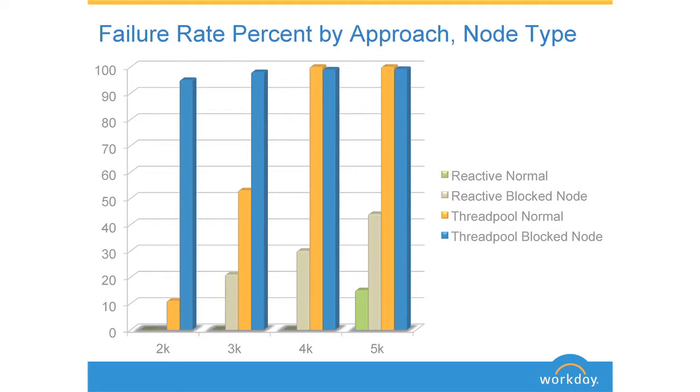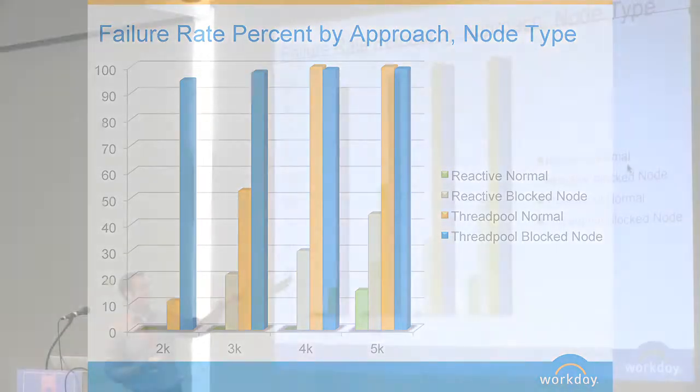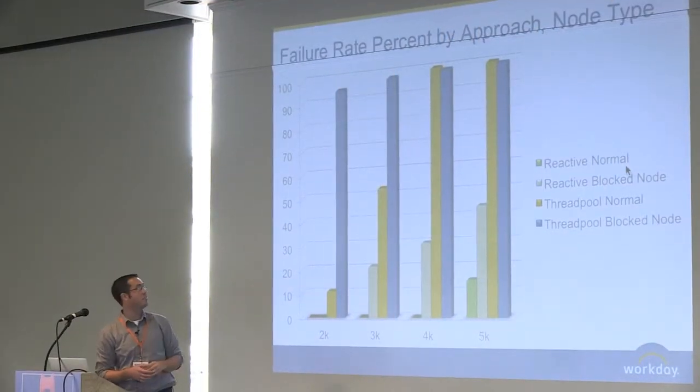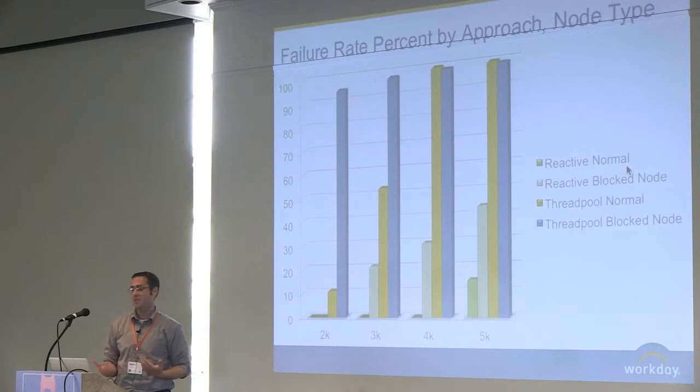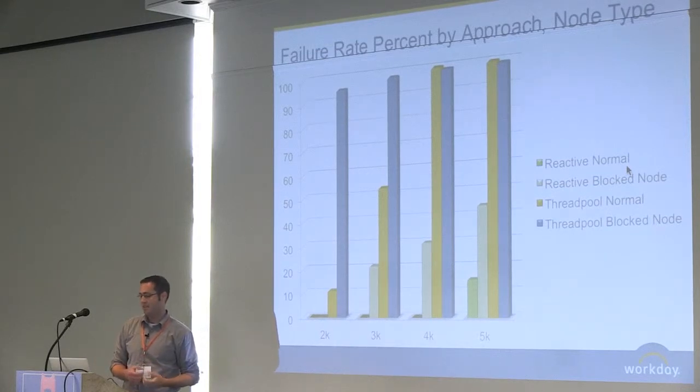And what's particularly interesting is the failure rate percent by the approach. You can see out of the gates, trying to talk to the block node, it's timing out, obviously. And we get this horrific over 90% failure rate, even with only 2,000 requests. And as we ramp up to 3,000 and 4,000 requests, the wheels completely fall off for the ThreadPool, and it's pretty much useless at 5,000 requests over a few seconds.